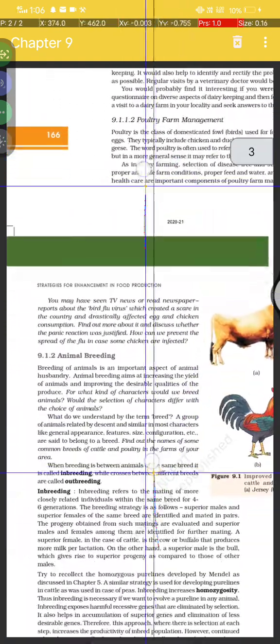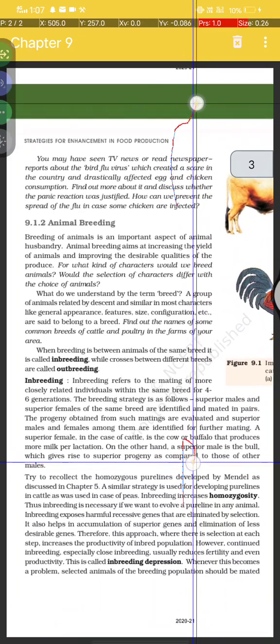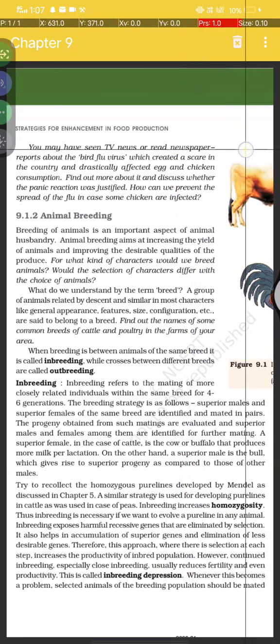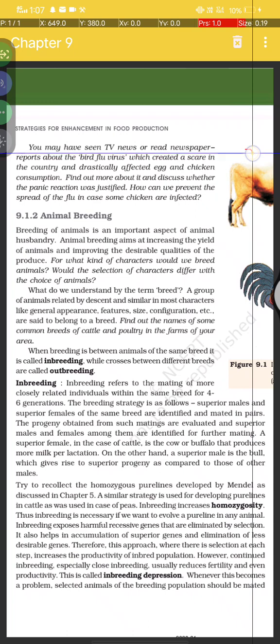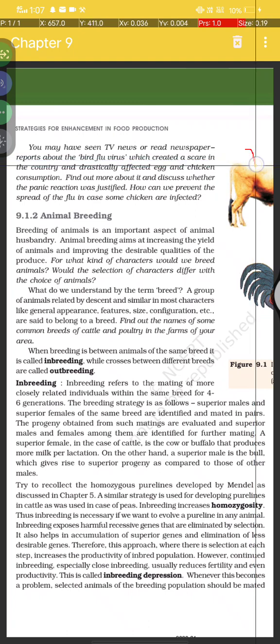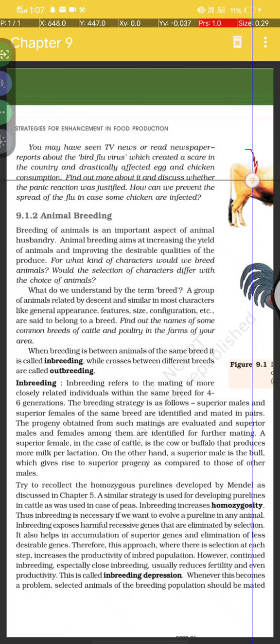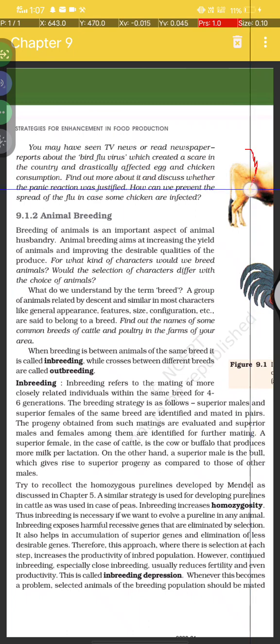Okay, now we come to the next line. You may have seen TV news or read newspaper reports about the bird flu virus, which created a scare in the poultry industry and drastically affected egg and chicken consumption. Find out more about it and discuss whether the panic reaction was justified. How can we prevent the spread of flu in case some chickens are infected?